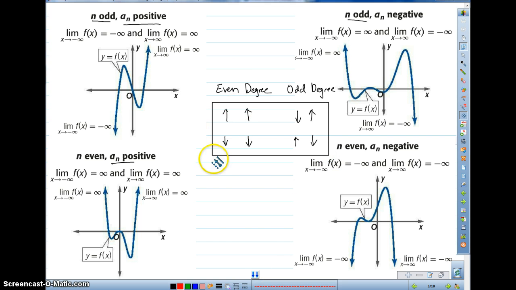What will determine which of those depends on the positivity of your leading term. It'll be one of the top two cases if the leading term, and I abbreviate that LT, is positive, and it'll be the bottom two choices if its leading term is negative. So using this table, you can really quickly determine what the end behavior is going to be of your polynomial function. Okay, so let's go ahead and do that in some practice over here.